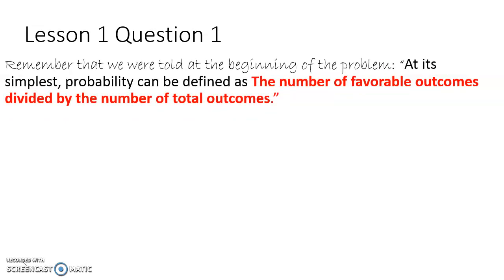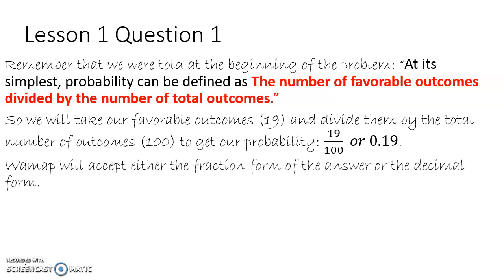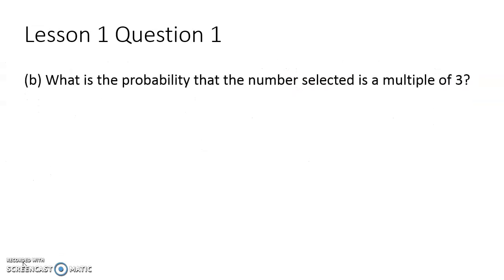So remember, at the beginning of the problem, we were told that probability is the number of favorable outcomes divided by the number of total outcomes. Since we already know our favorable outcomes is 19 and our total outcomes is 100, we get the probability of 19 over 100, or 0.19. The good news is WAMAP will accept either the fraction form of the answer or the decimal form. Let's go on to part B.